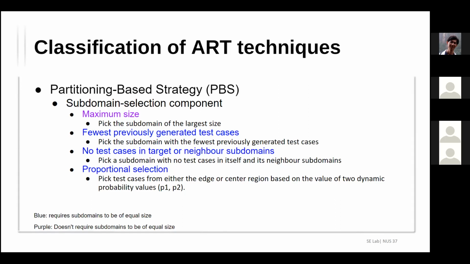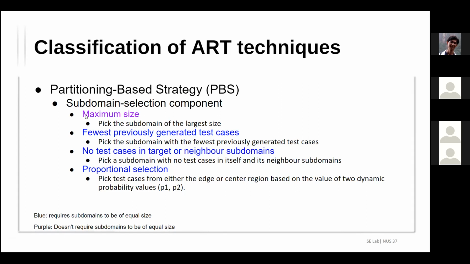Next is the subdomain selection component. Given a certain partitioning, either static or dynamic as mentioned before, how do we choose the subdomain that we want to generate our test cases from? There are some criteria you can use to pick the subdomain. The colors here indicate whether or not you require the subdomains to have equal size. This is just a requirement on the choice of strategy that you pick.